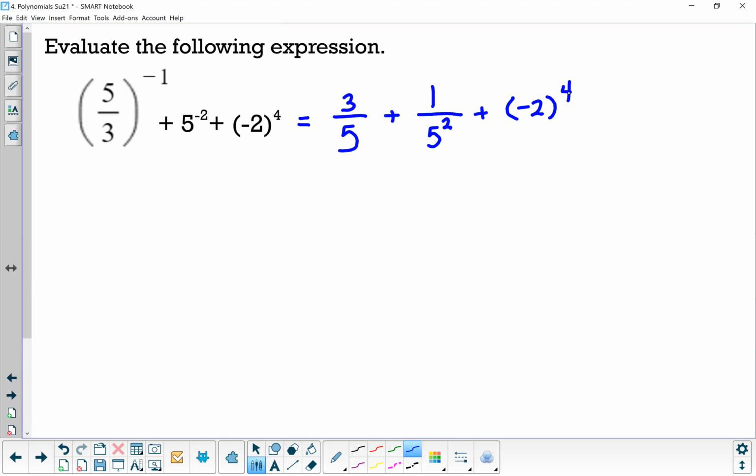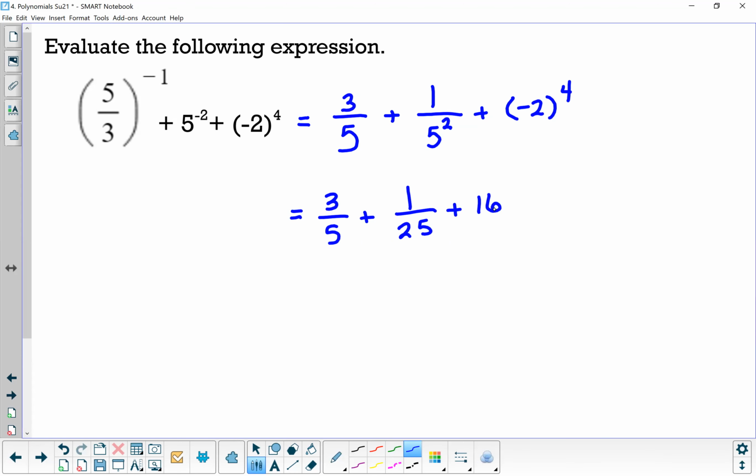Okay, let's just simplify this a little further by evaluating our exponent. So we have 3/5 plus 1/25, and then plus (-2) to the 4. So that's 2, 4, 8, 16.